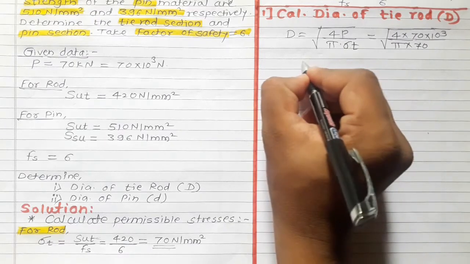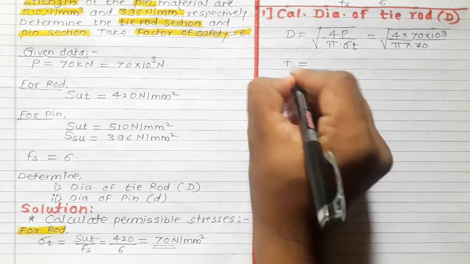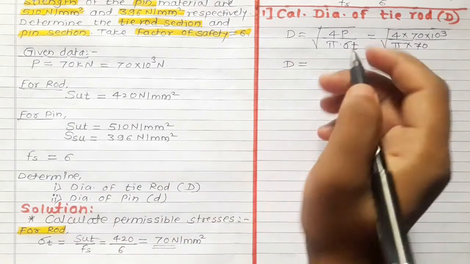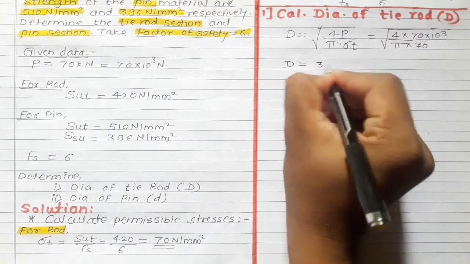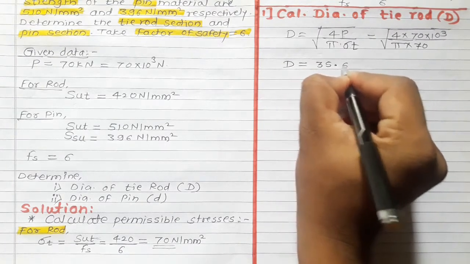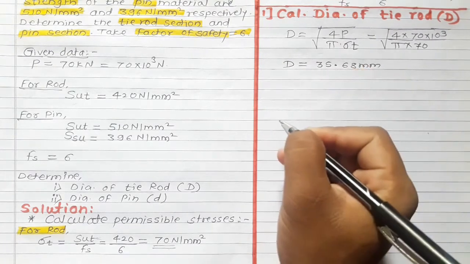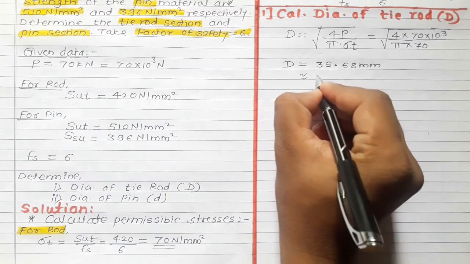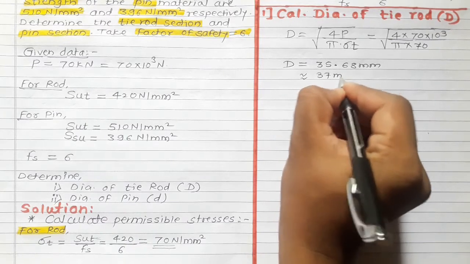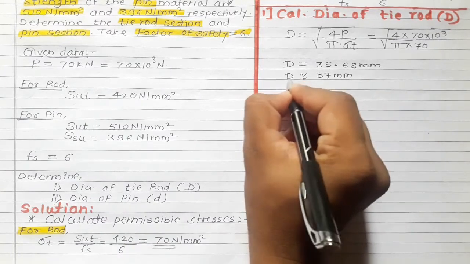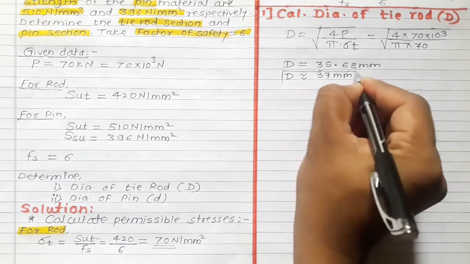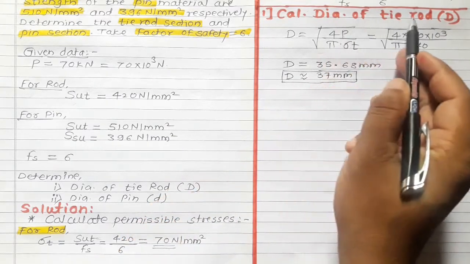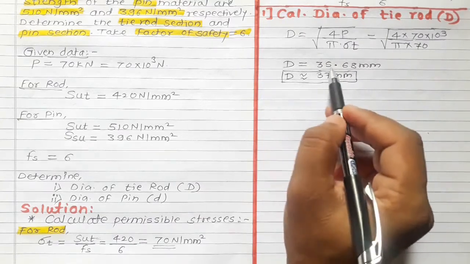Now let us calculate this value of diameter of rod, that is capital D. Now if you calculate this capital D, you will get the answer 35.68 mm. And from manufacturing consideration we have to round off this. So let us take the value of capital D as 37 mm by adding 2 mm to this calculated answer. So this is the first answer that we have to determine, that is calculate the diameter of rod, and this is the diameter of rod of knuckle joint.